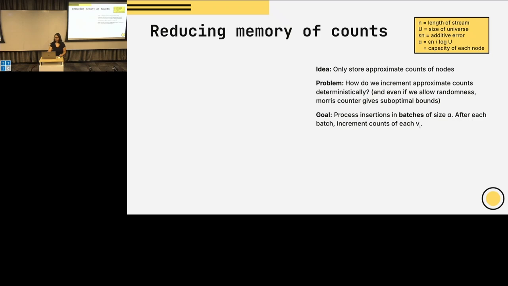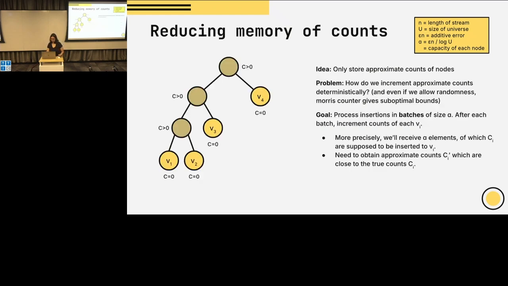To structure what we're trying to do in a slightly different way, we're going to be processing our insertions in batches of size alpha. So we have this tree over here. We have some full nodes, which are the grayed out nodes, and then we have some nodes that are not at least partially filled, and then some nodes below them, which in this case I've listed as V1 through V4. We're going to take a batch of elements of size alpha, and after each batch we're going to increment the counts of Vi approximately correctly.